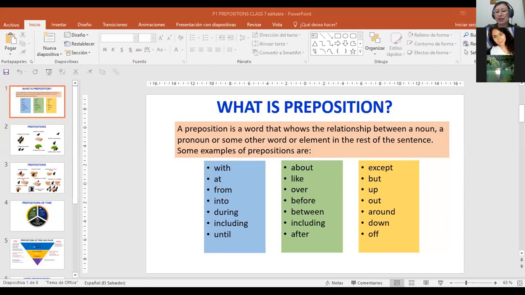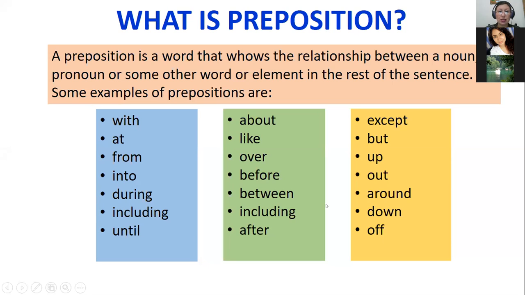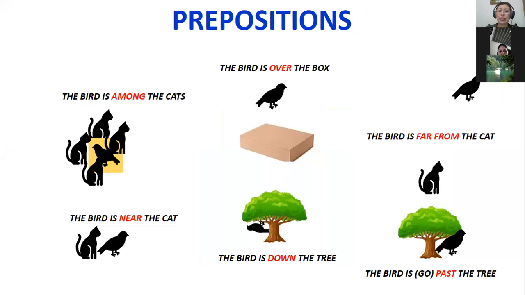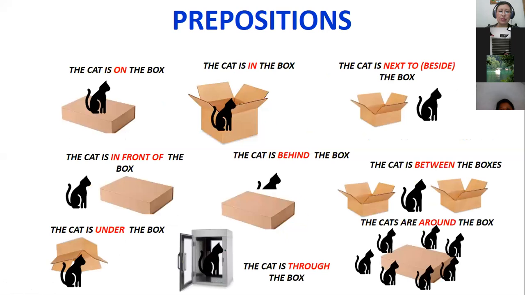Okay, so last night we learned what a preposition is, right? We mentioned that a preposition is a word that establishes a relation between pronouns or some other words and the rest of the sentence, right? And we practiced the relation of the object, for example, the bird, regarding the different objects that we have here, for example, the box. The bird is over the box. The bird is among the cats, the bird is near the cat, the bird is down the tree, right? This is another preposition. And we have the bird is far from the cat, and the bird is going past the tree, okay? So those are the elements that we studied last night.